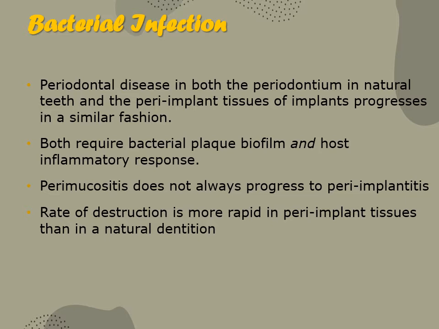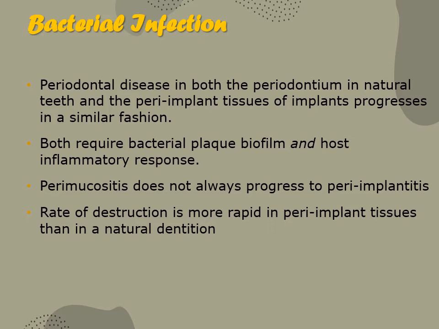Both bacterial plaque biofilm and host response are required in order for either of these to be considered. Perimucositis does not always progress to peri-implantitis, just like gingivitis does not always progress to periodontitis. And the rate of destruction is more rapid in peri-implant tissues than in natural dentition, right? So again, more rapid. If they're taking the time to tell you which one is more, you're probably going to want to remember it.